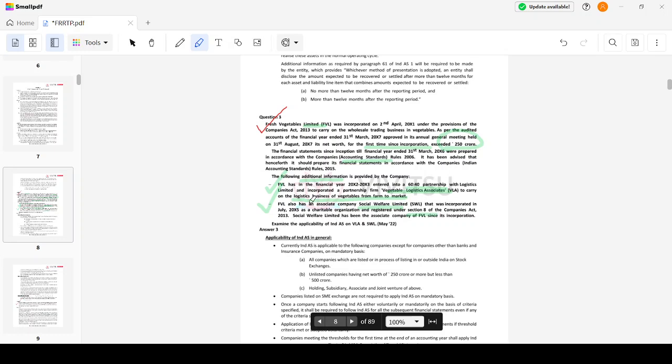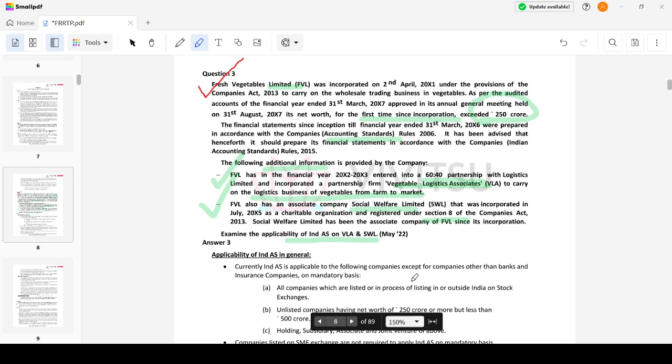Now, I have to check the applicability of Ind AS. So what is the applicability of Ind AS? To whom is Ind AS applicable? Should I zoom it further? I think it would be better to zoom, right? Okay.